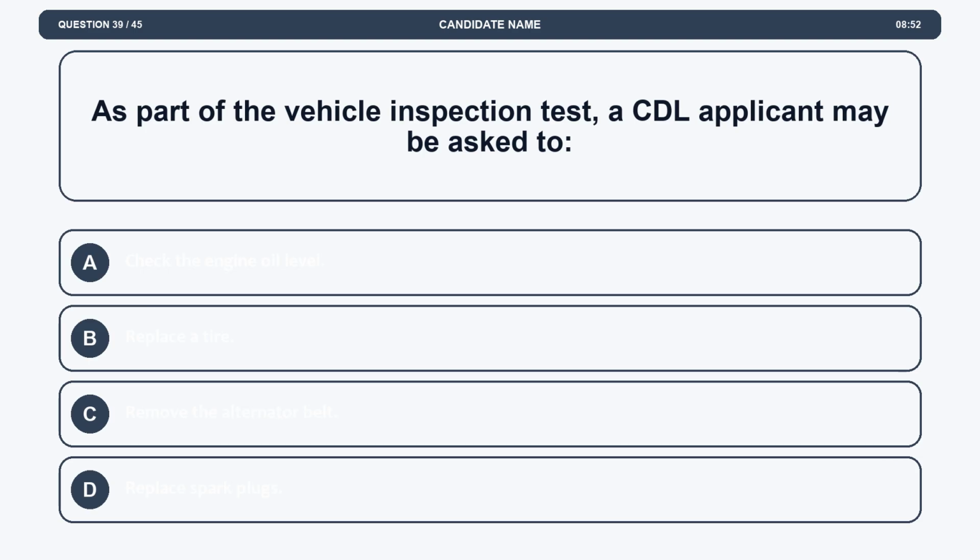Question 39. As part of the vehicle inspection test, a CDL applicant may be asked to: Option A, check the engine oil level. Option B, replace a tire. Option C, remove the alternator belt. Option D, replace spark plugs.